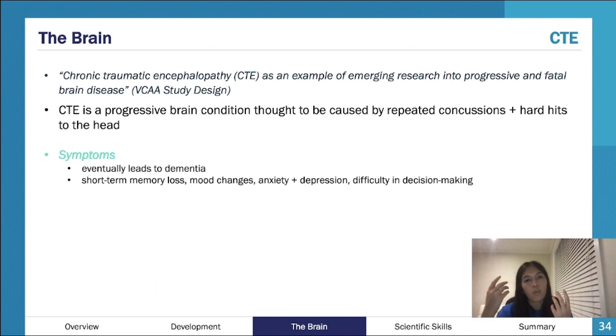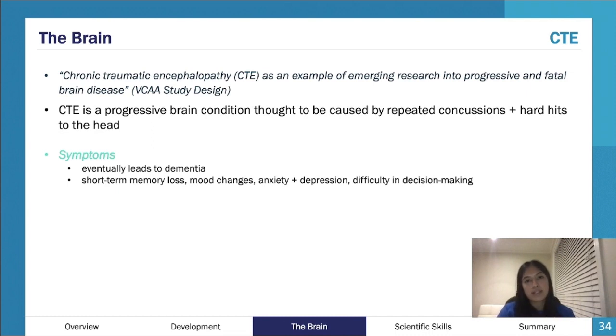So if you've got one really bad concussion that happens and you develop a brain disorder or encephalopathy, it's not CTE because that's come from one really awful event. Whereas chronic, it's happened over a long period of time. So this chronic trauma has resulted in this neurological decline, basically.